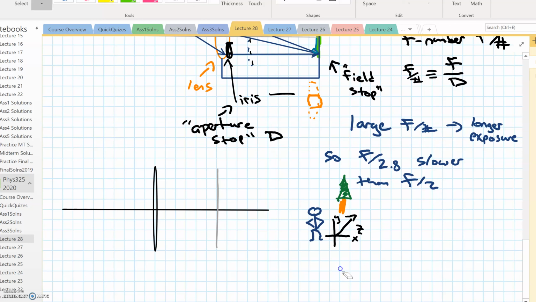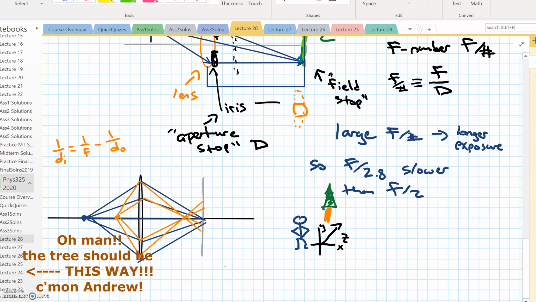Pardon my lack of art, but that's supposed to be someone standing in front of a tree. The tree is some distance z away. If we want to put the person into focus, the object is here, say, and that's going to look like this. There, we've brought a point on the person into focus on the film. But how about the tree?